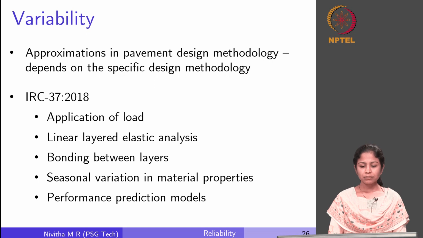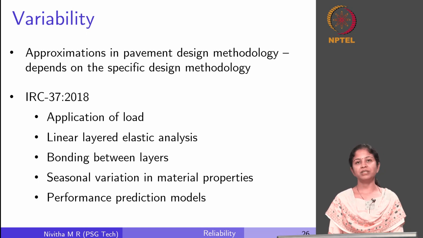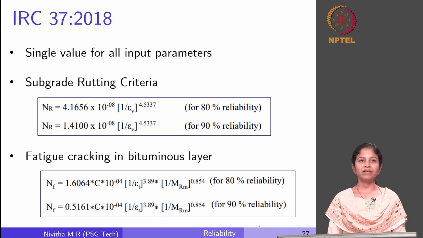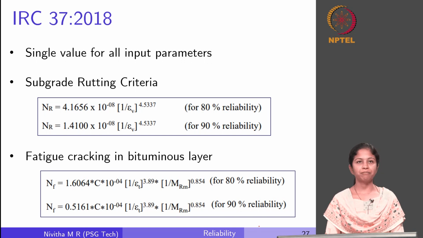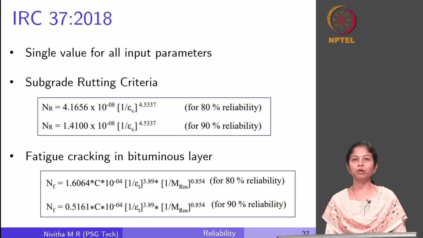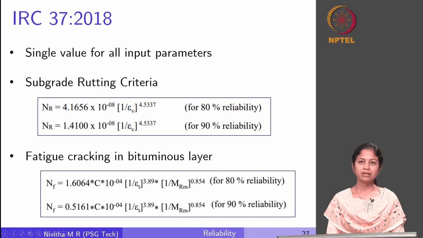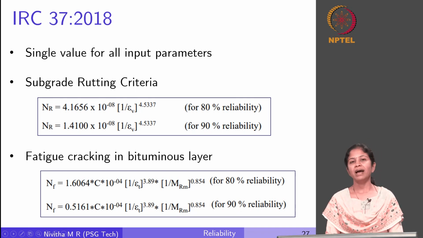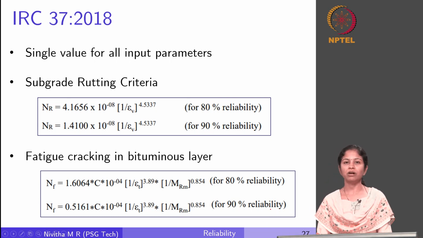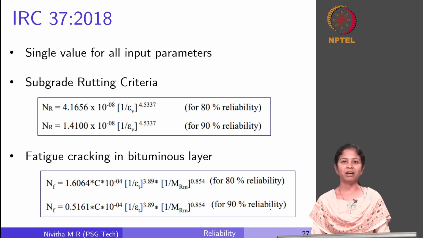So, this is one kind of variability. Now, there are other variabilities associated with the design methodology as well, right. Now, let us take the IRC 37 design procedure and see how reliability is addressed in it. If you look at the IRC 37 procedure, you should have seen that we use a single value for all input parameters, right. So, we have thickness, modulus, Poisson's ratio, axle load, tire pressure. For all these parameters we use one value, and typically we tend to use a mean value, right.